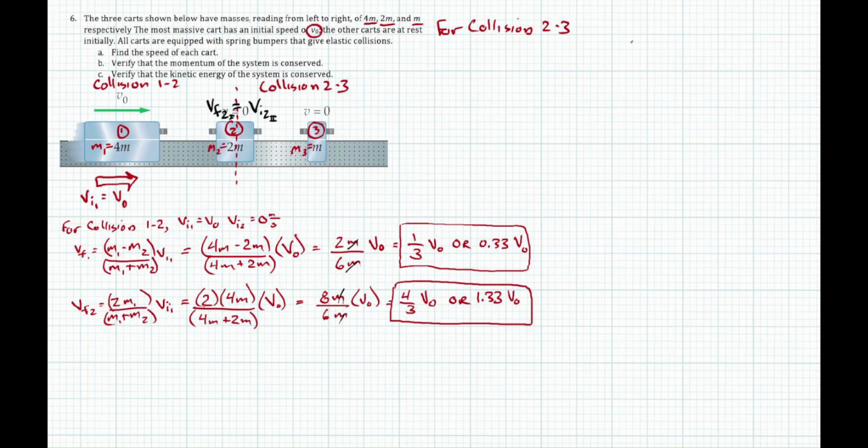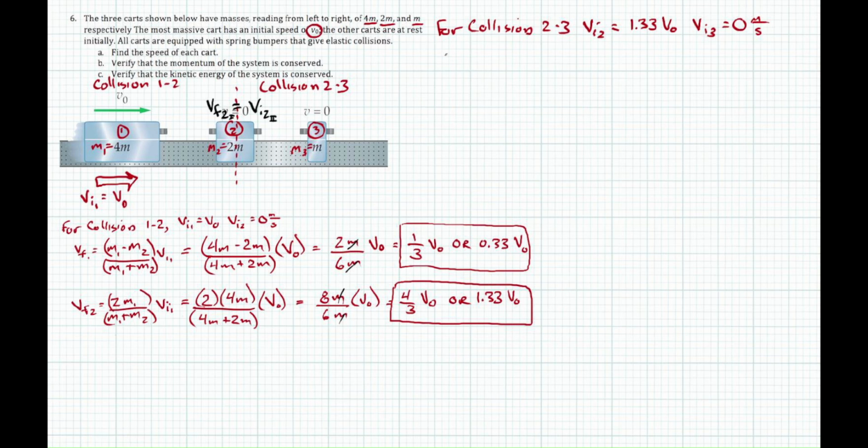Let's say that for collision 2 to 3, we're going to say that the initial velocity of 2 equals, I'm going to use the decimal 1.33 VO. Okay, and the initial velocity of object 3, well, we can see that it's at rest, so that's going to be 0, which again lets us use a shortened version of these equations.